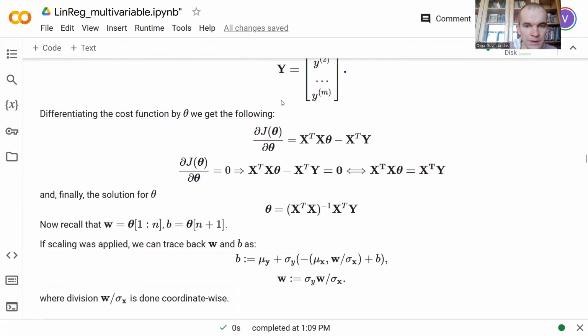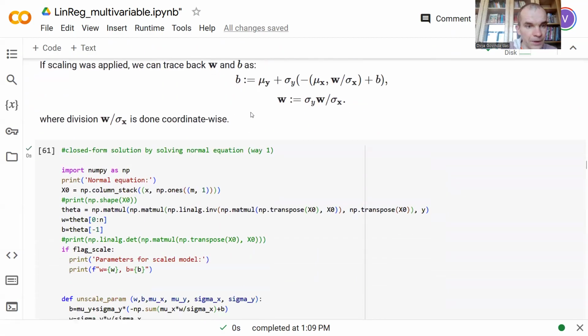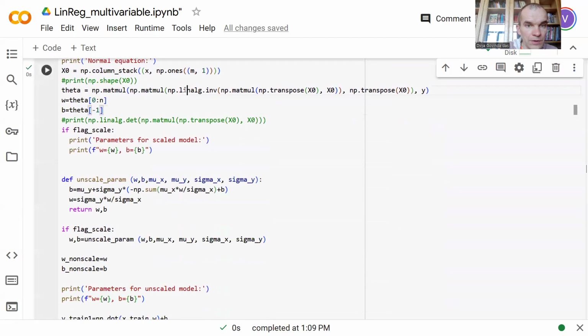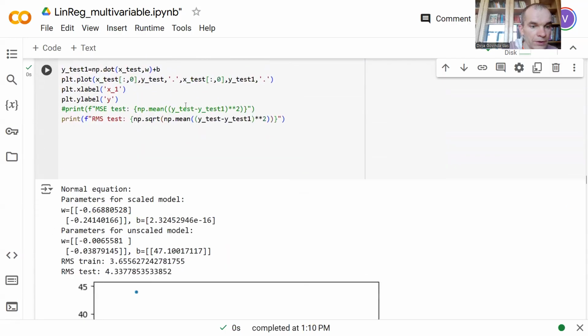So these variables can contribute to the quality of prediction. For the normal equation, we just program the solution using linear algebra operators, and we get this vector theta. Let us see what we have finally. Yes, we have a solution for vector w, minus 0.66 and minus 0.24, and this is a scaled model.